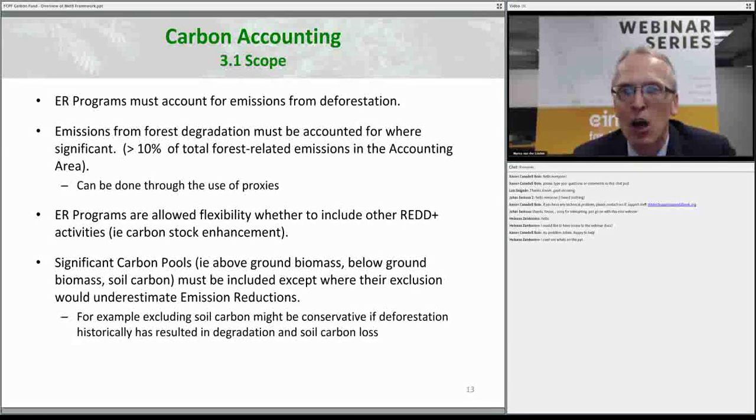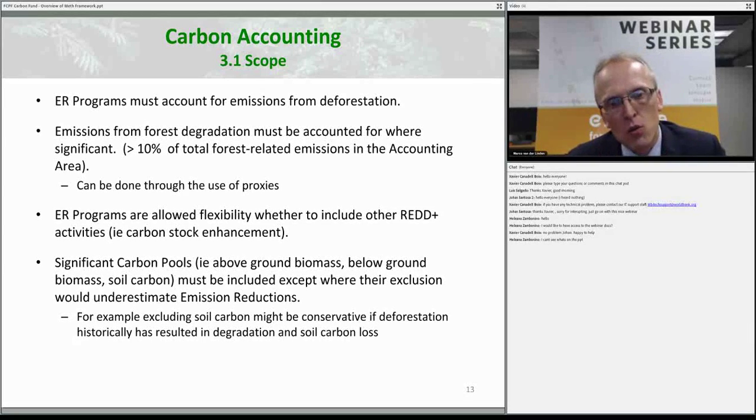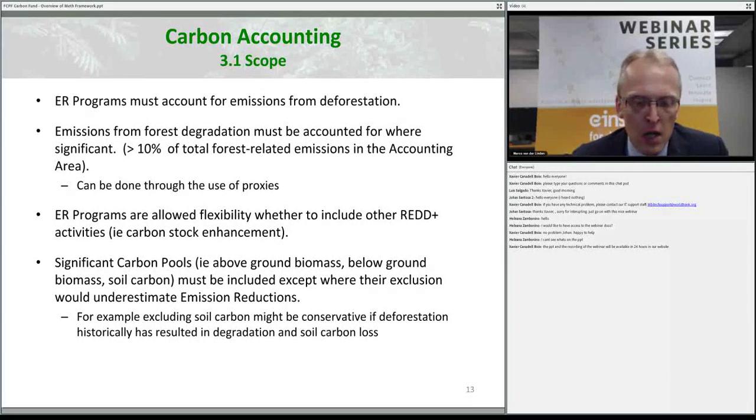But the methodological framework recognizes that for a lot of countries there's not that much information on forest degradation. So it allows you to estimate degradation through the use of proxies. So proxies could, for example, be that in the field you see a situation that, okay, we know there's degradation in an area 2 kilometers from a village or 1 kilometer from a road. So you can use the presence of a village or a road to estimate your degradation without actually having to go in and do field measurements of how much the degradation is.